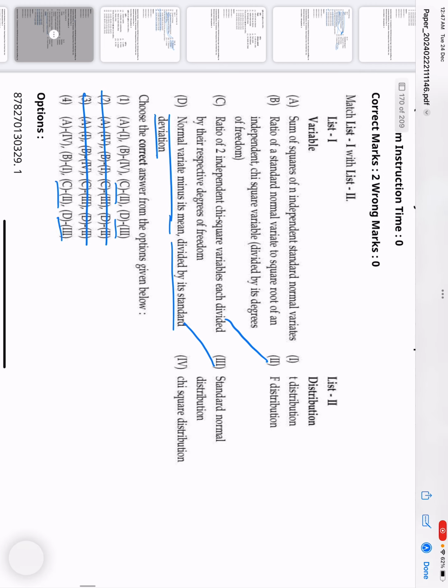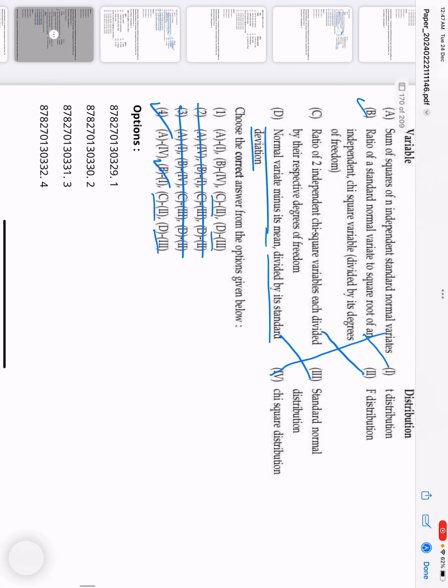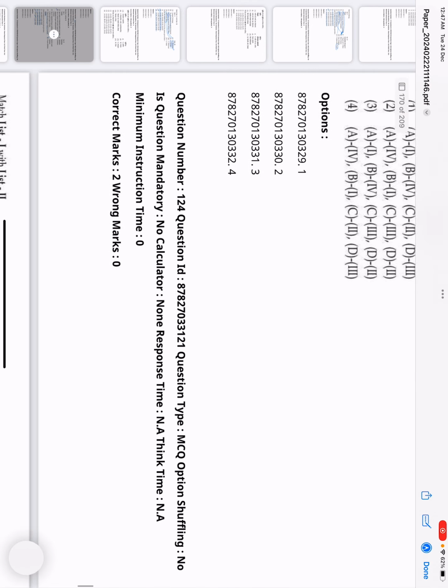And sum of squares of n independent standard normal variates. Ratio of a standard normal variate to square root of an independent. This is T and this would be chi-square. So B is 1. This was also a very basic question from basic econometrics only.